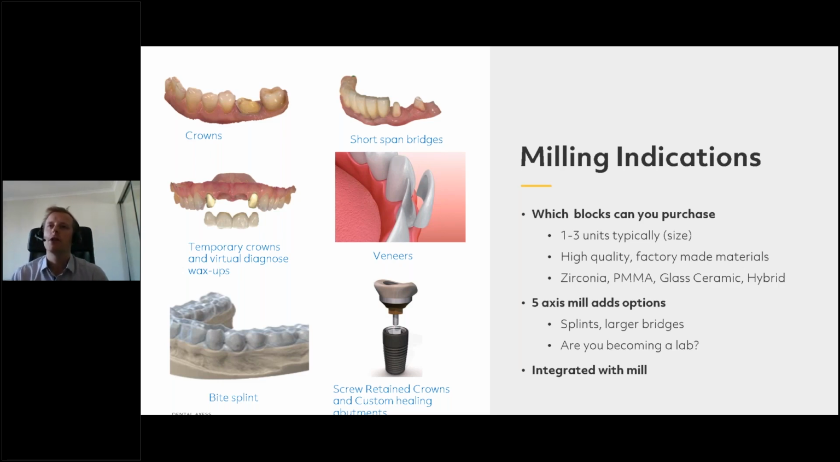As I said just a few minutes ago, which blocks can you purchase? They're typically in 1 to 3 unit size, the size of your thumb is the standard size. With milling, you're buying high quality factory made materials. If you think of zirconia, you can't make zirconia at home. It's just not possible. You need to have all the right materials.